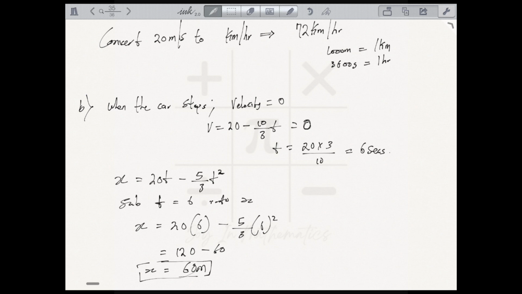So with these 4 examples, 2 in this video and 2 in the previous video, we have been able to establish the fact that when we differentiate distance, we get velocity, and when we further differentiate velocity, we get acceleration.